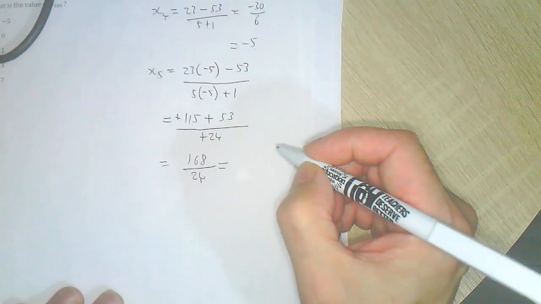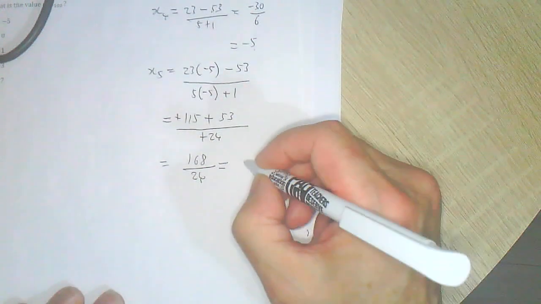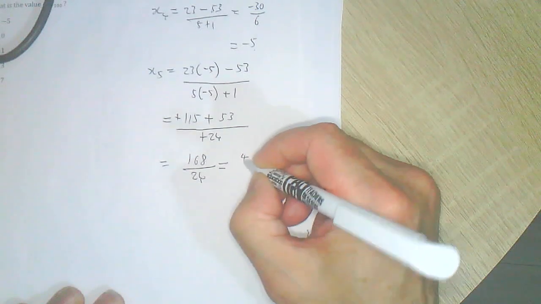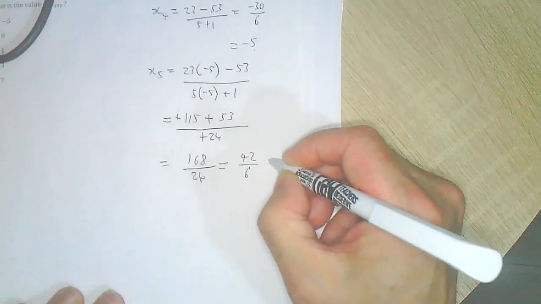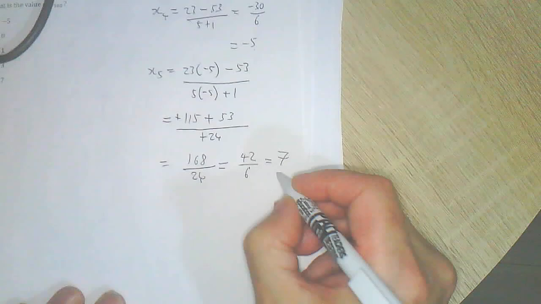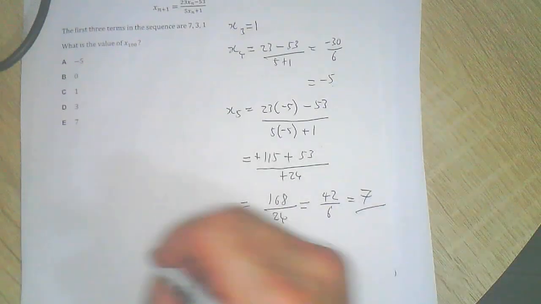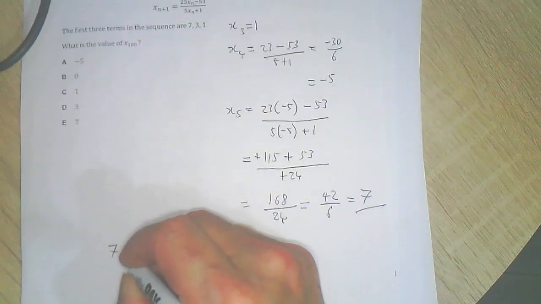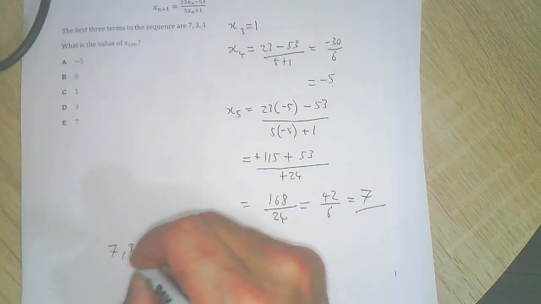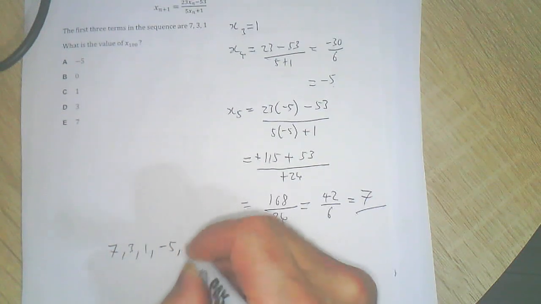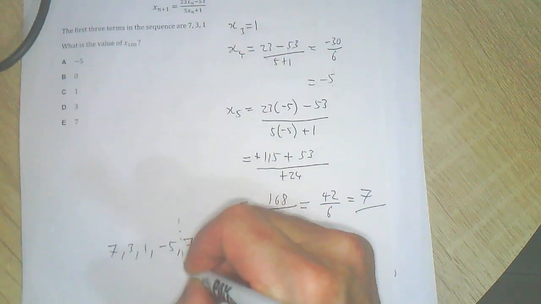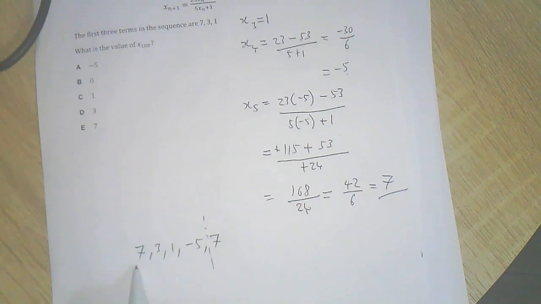which, if we divide by 4, we get 42 over 6, which is 7. So now 7 gets us back to the first term. So we can say that it goes 7, 3, 1, minus 5, 7. So the period then is 4. It repeats every 4 terms. So it goes 7, 3, 1, minus 5, and then goes back to 7.